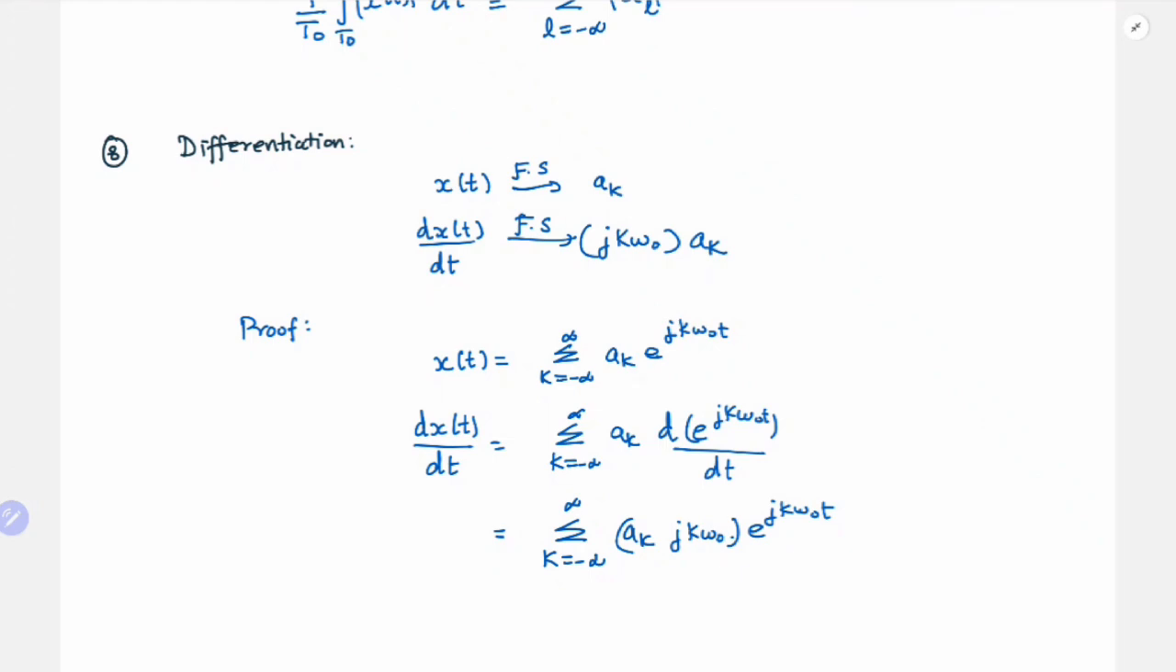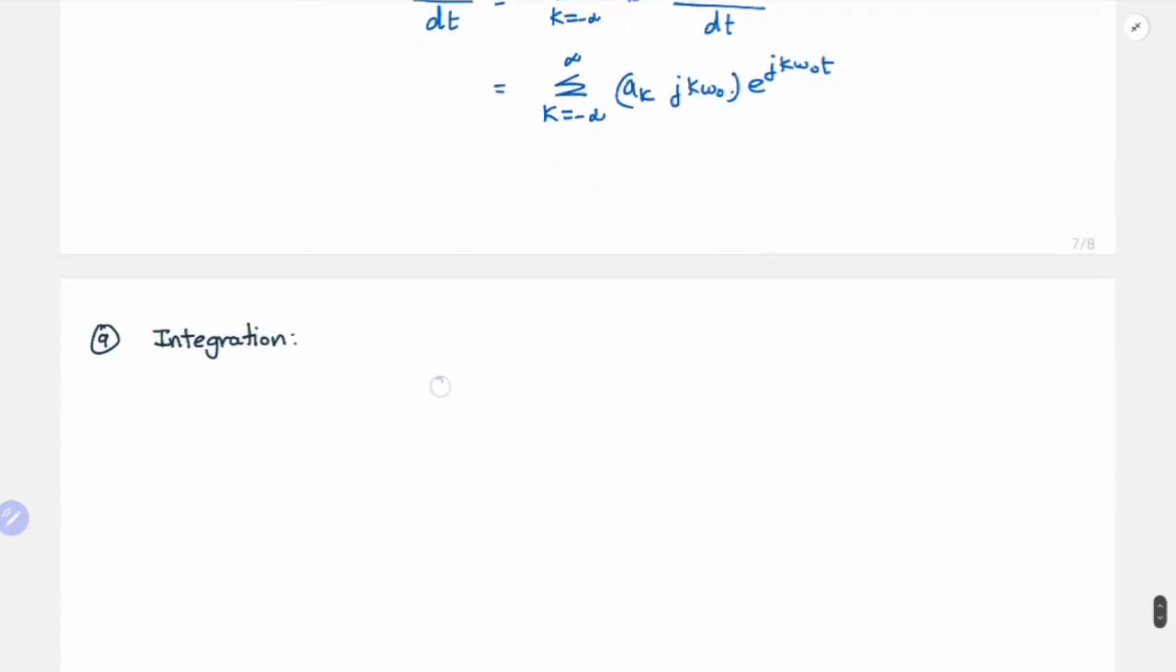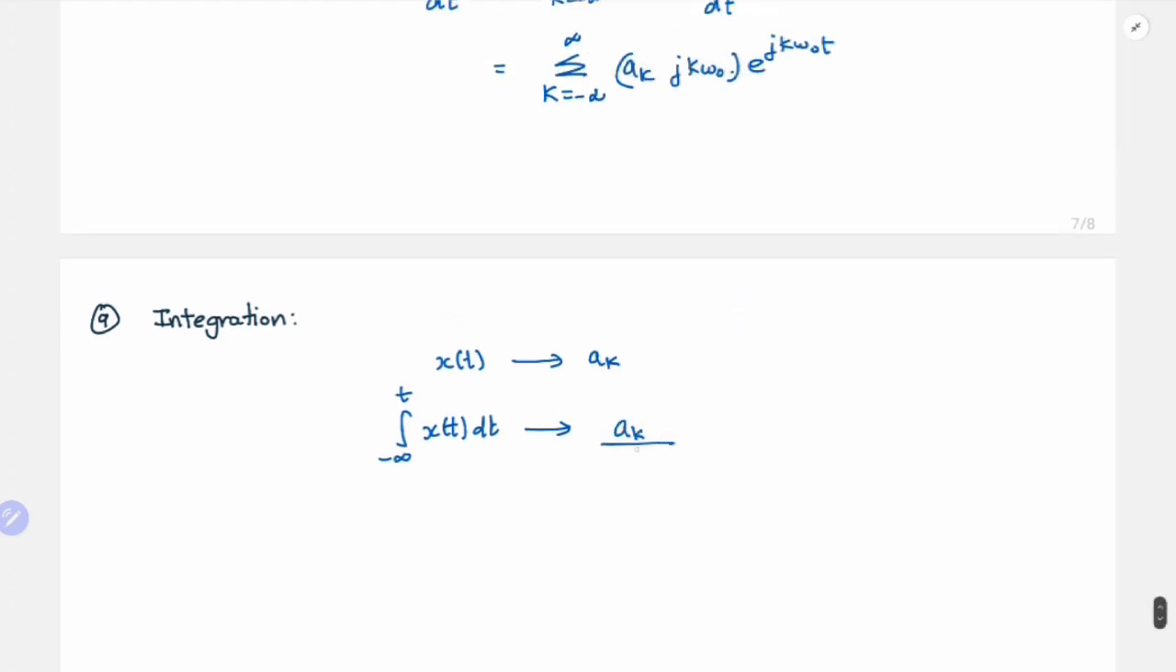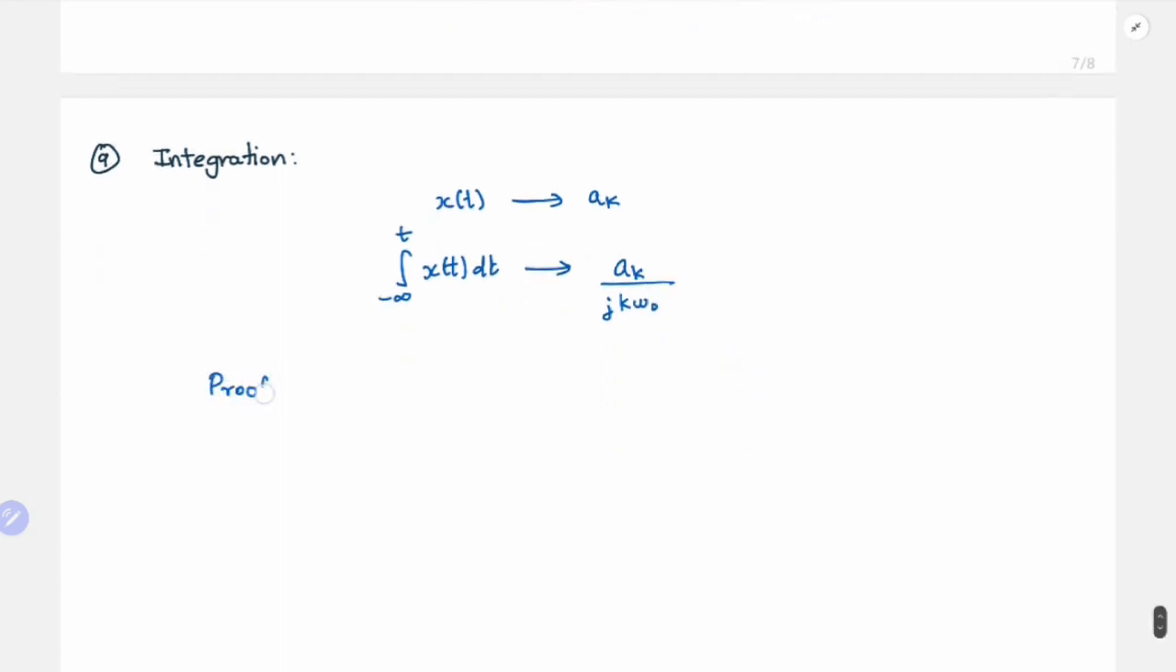So you can also see that from here, if we call this b_k, and x of t is nothing but the integral of this signal, then this is going to be b_k by jk omega naught, right? Anyway, let's go ahead and derive this. So x of t gives a_k, what about the integral from minus infinity to t of x of t dt? This is the integral. So we said it to be a_k by jk omega naught, right? So let us see if it's the case.